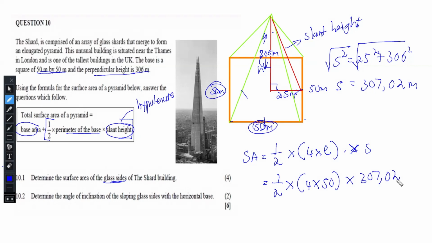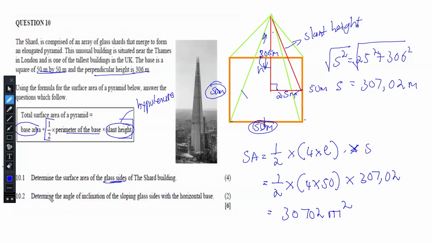307.02. Now you simply grab your calculator: 1 over 2 multiplied by 4 times 50 multiplied by 307.02, and then you get a value of 30,702 meters squared. Right. So that's it.